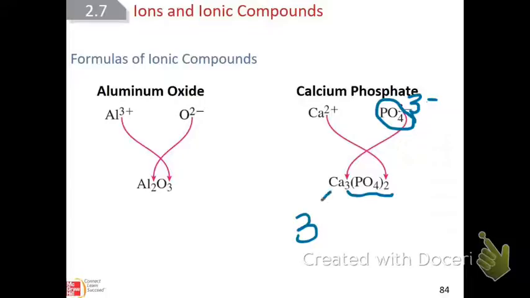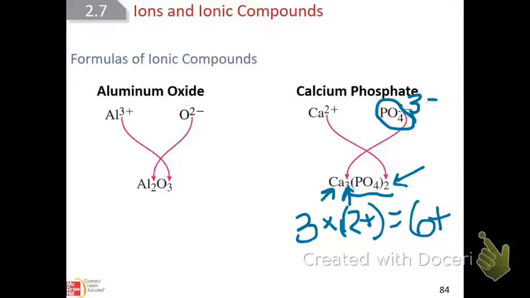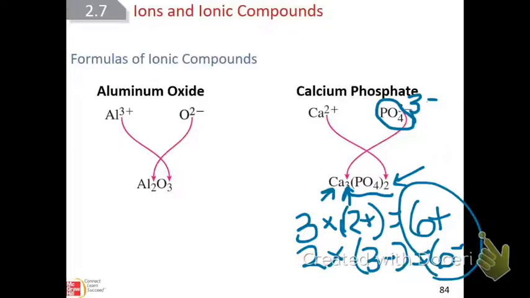If I have 3 of these calciums, that's what this number right here means, and each of these calciums has a +2 charge, then 3 times this +2 means I have an overall +6 charge. And this 2 right here means I have 2 of these phosphates, and each one has a -3 charge. So I have an overall -6 charge on this particular compound. And a +6 plus a -6 balance out and give me a 0. So this compound is overall neutral.